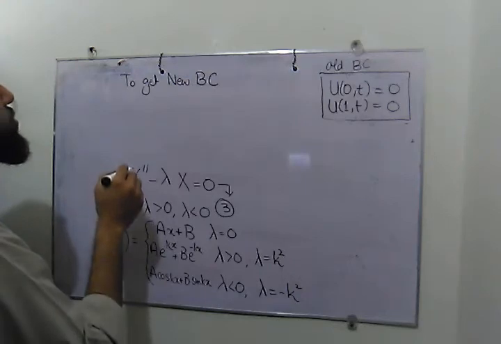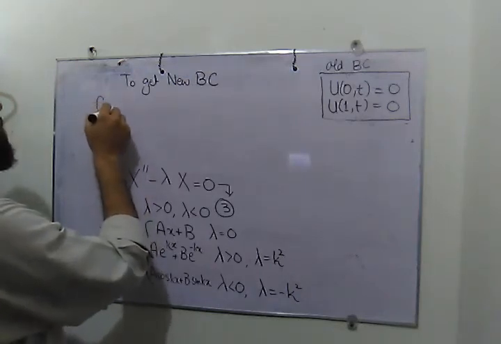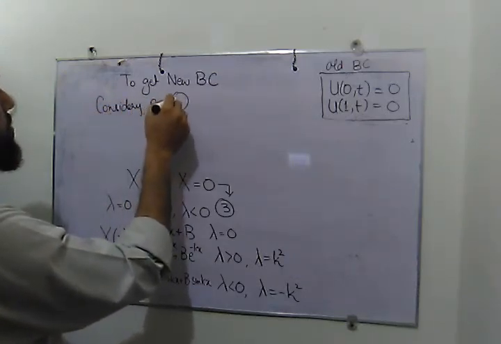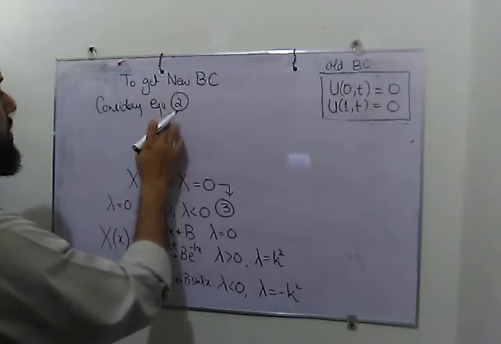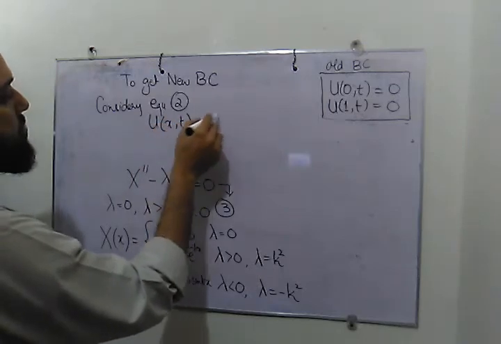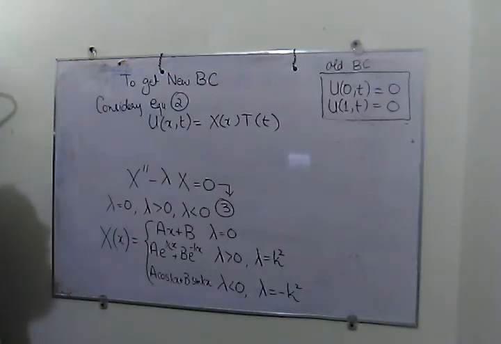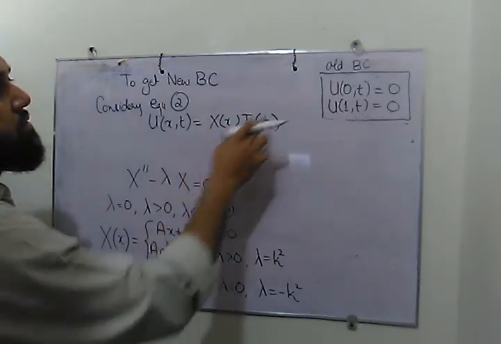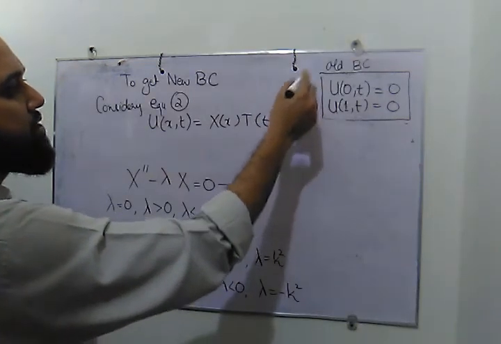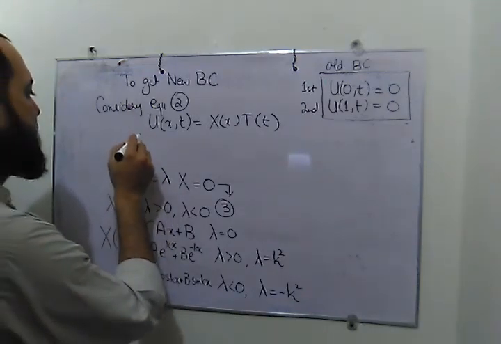So in order to get the new boundary conditions, we are again going to consider our assumed solution, considering equation number 2, which was u(x,t) is equal to X of x and T of t. Now we will put in the boundary conditions one by one. This is the first one, this is the second one. So we have the first old boundary condition and the second old boundary condition. So we apply the first old boundary condition.